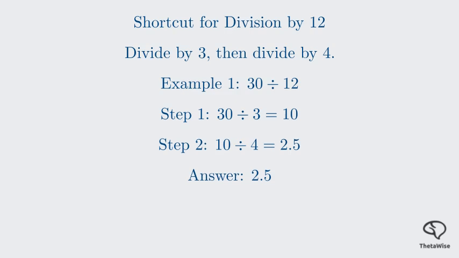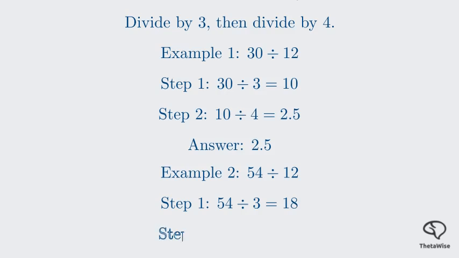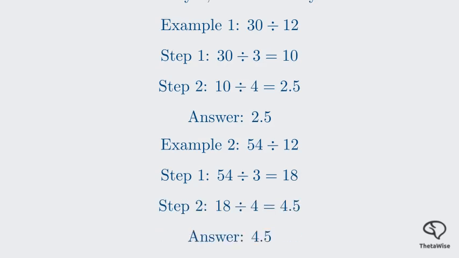Let's try another one. What is 54 divided by 12? First, divide 54 by 3, which is 18. Then, divide 18 by 4, which is 4.5. So, 54 divided by 12 is 4.5.